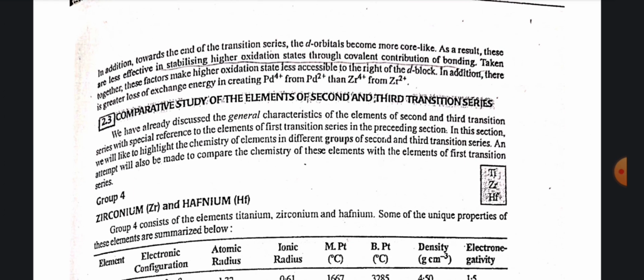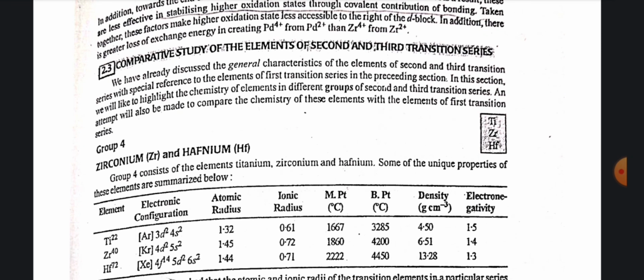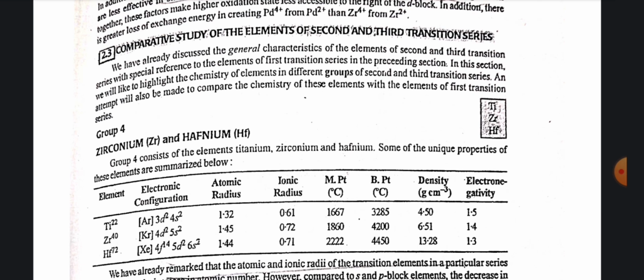In addition, towards the end of the transition series, the d orbitals become more core-like. As a result, these are less effective in stabilizing higher oxidation states through covalent contribution to bonding. Taken together, these factors might make higher oxidation states less accessible to the right of the d block. In addition, there is greater loss of exchange energy in creating Pd4+ from Pd2+ than Zr4+ from Zr2+.